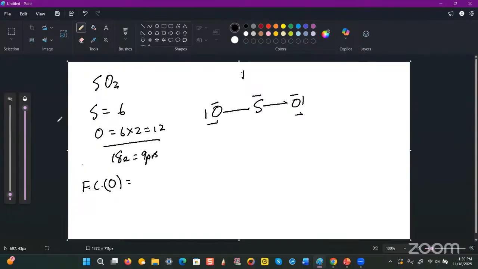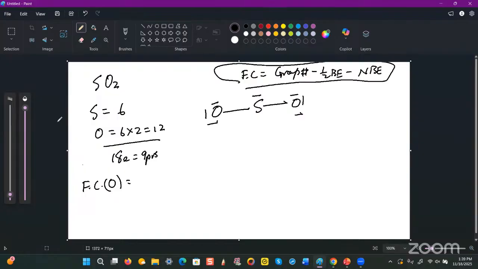Let me remind you of the formula. Formal charge is equal to group number minus half the number of bonding electrons minus the number of non-bonding electrons. So in the case of oxygen, what's the group number? 6 minus half the number of bonding electrons. What's the number of bonding electrons for each oxygen?